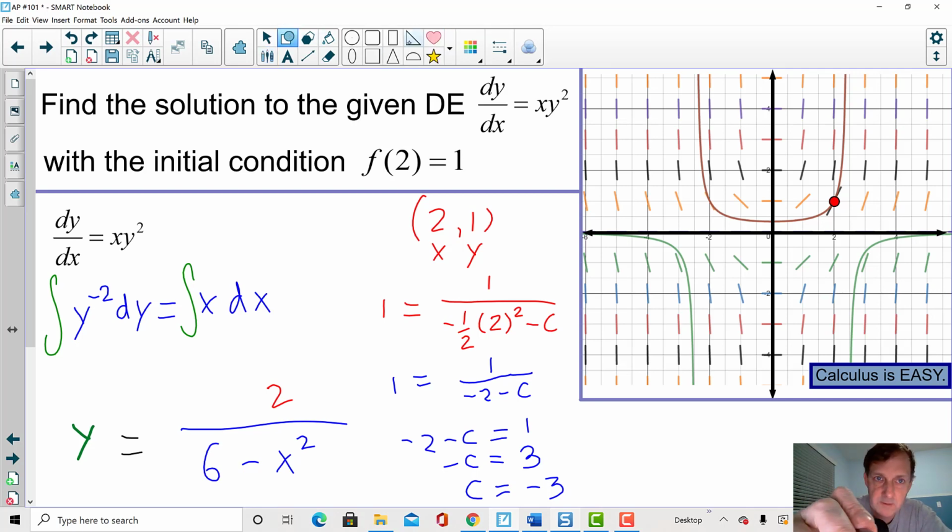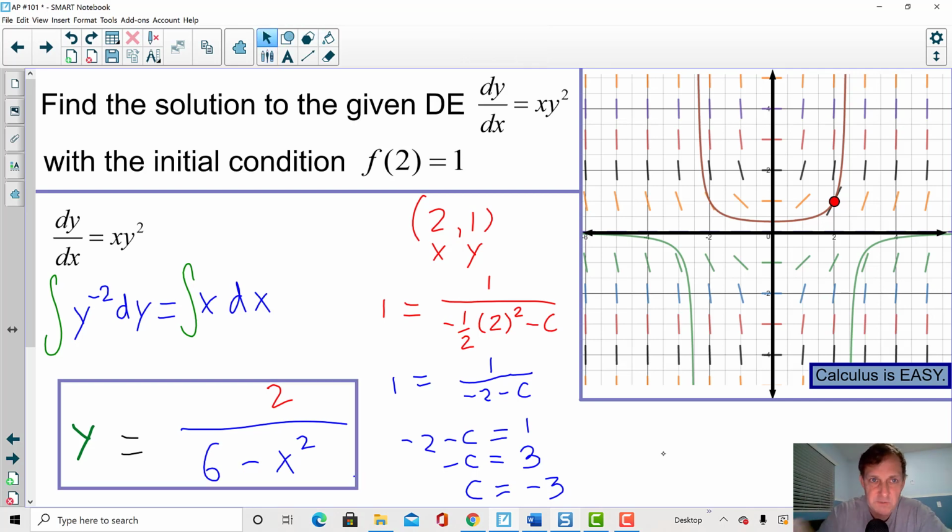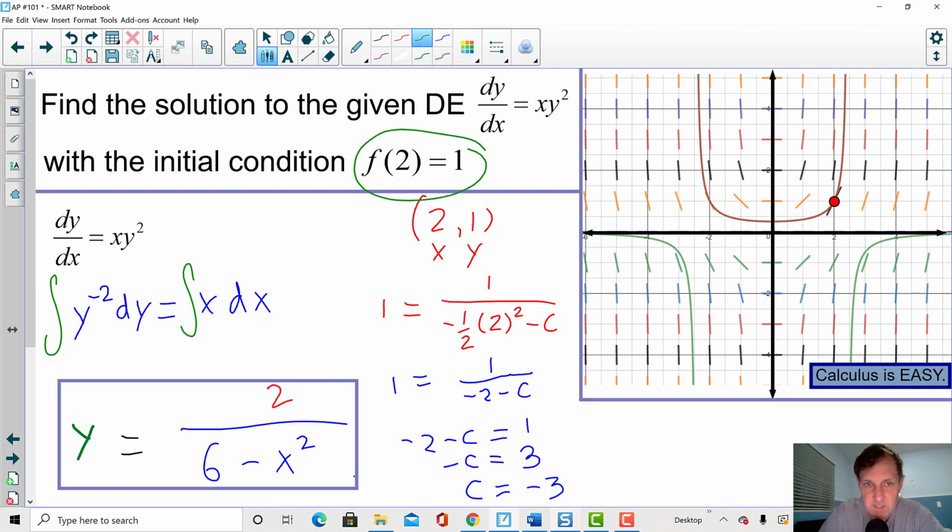Let's put a box around it. I always say to check your point just to make sure it works. You never know, you might have a mistake, and you can catch your mistake if you plug that in. If you plug in a 2, you should get 1. And that's just a good way of double checking to make sure that you did everything properly. All right, let's look at our next example.